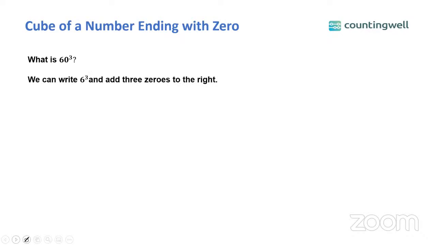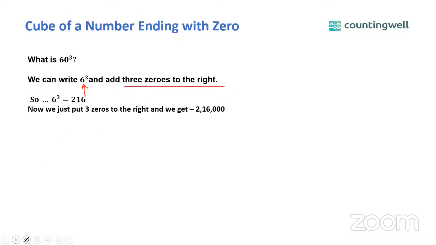We know that 6 cube has an easy way to calculate. So 6 cube is nothing but 216. What we are going to do is add 3 zeros to the right. So we have 2,16,000, which is nothing but the cube of 60.